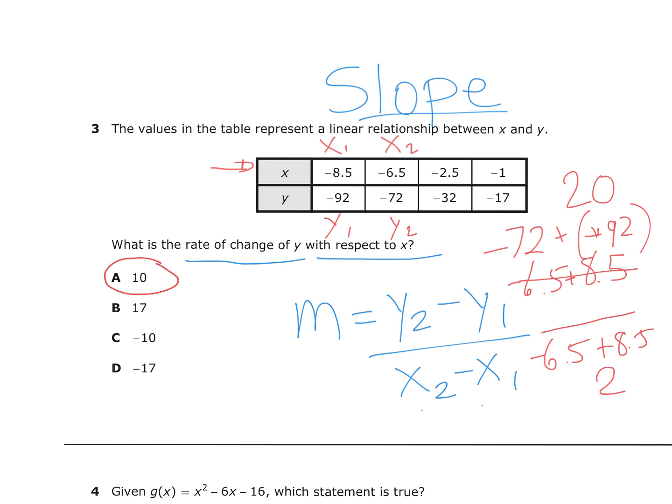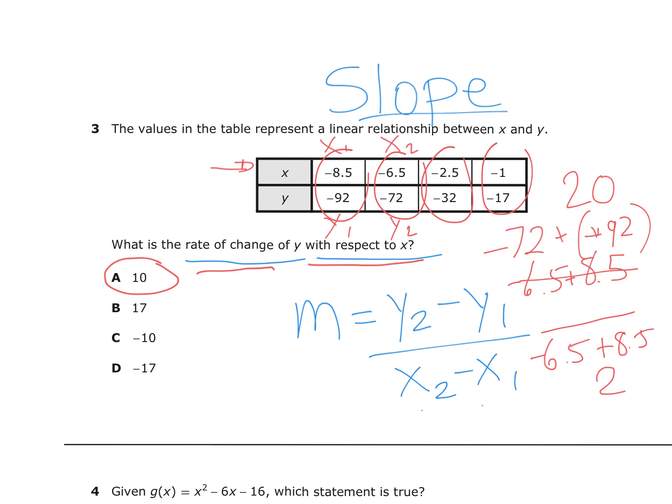So that represents the slope, which is what? The rate of change of y with respect to x. And do you have to use those 2 points? No, we could have used these other 2 points over here, any 2 points. And so it doesn't matter which ones, you're going to get the same answer.